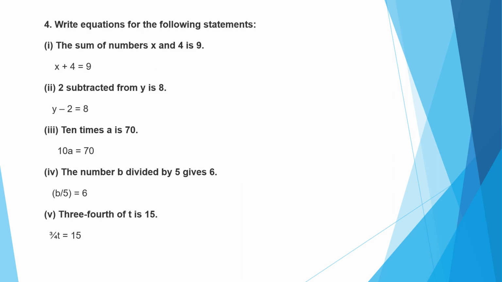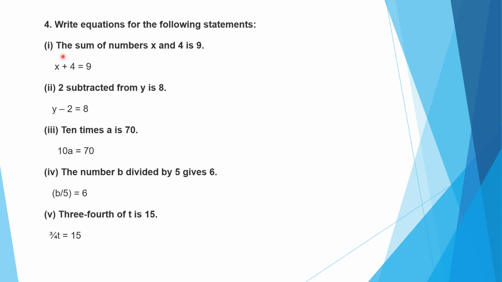So next, write equations for the following statements. These statements we have to write in terms of equations. Now let us read the statements. The sum of numbers x and 4. X and 4 are two numbers. Sum of these numbers means we have to add, because sum is the answer of addition, right? That's why x plus 4 is how much? 9. X plus 4 is equal to 9. This is the equation for this statement.